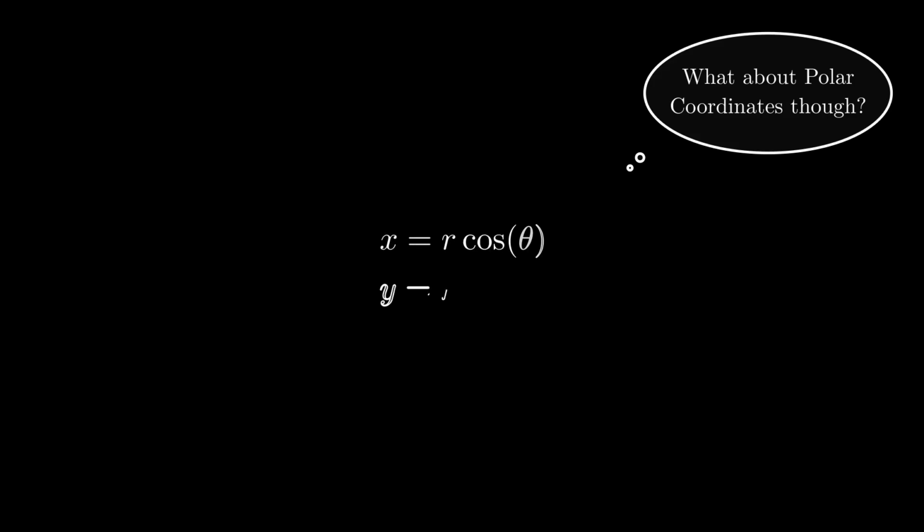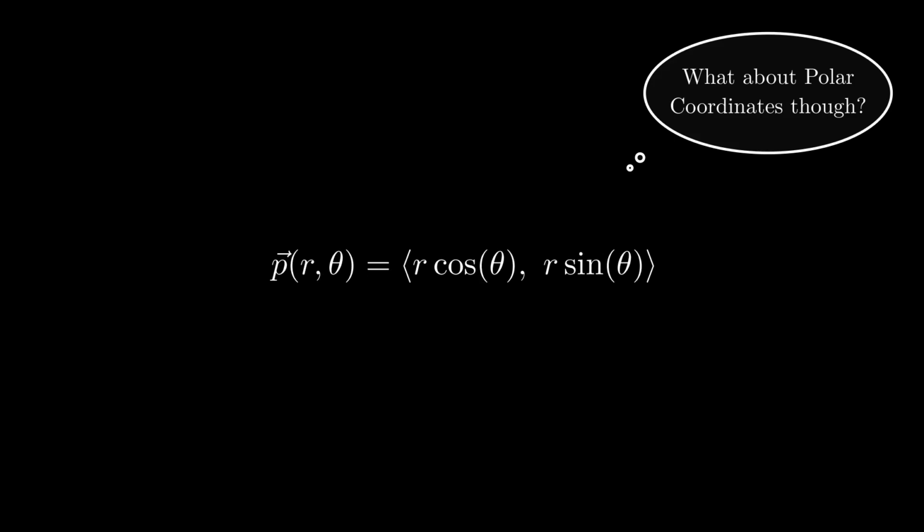But how does this all relate to polar coordinates, you may ask? To review polar coordinates, we basically have a change of coordinates from x comma y to r comma theta, with x equaling r cosine theta and y equaling r sine theta. But we can also think of polar coordinates as a parameterization. And once we have that, our formula does the rest.